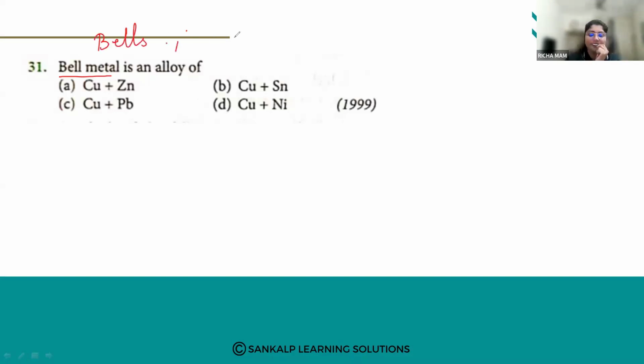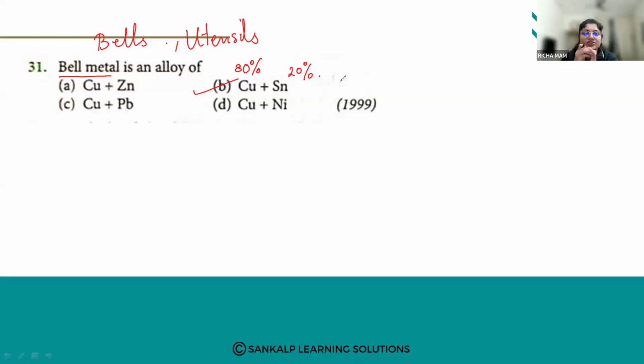Then for utensils, we use bell metal. It consists of 80% copper and 20% tin. Remember this. So option number B. Bell metal is used in making the bells which we use in temples and in our house, right?